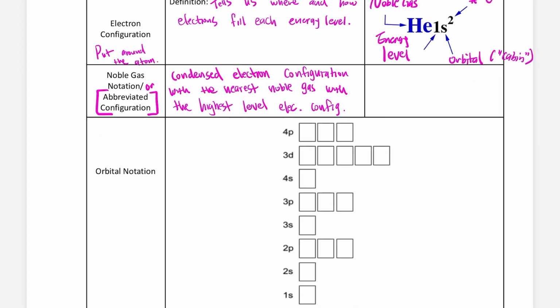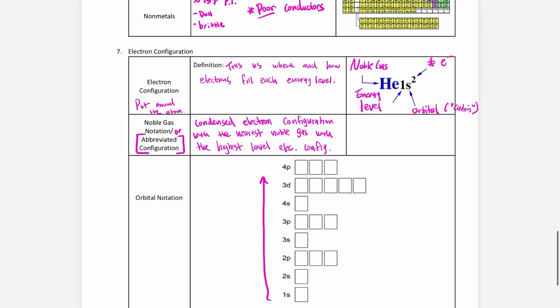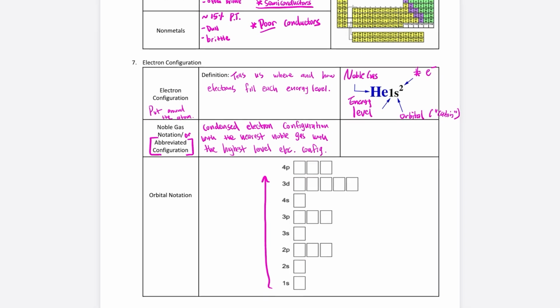And this here is the orbital notation. And we know how that works, right? It fills bottom up. Okay, all right. That's it for the notes.